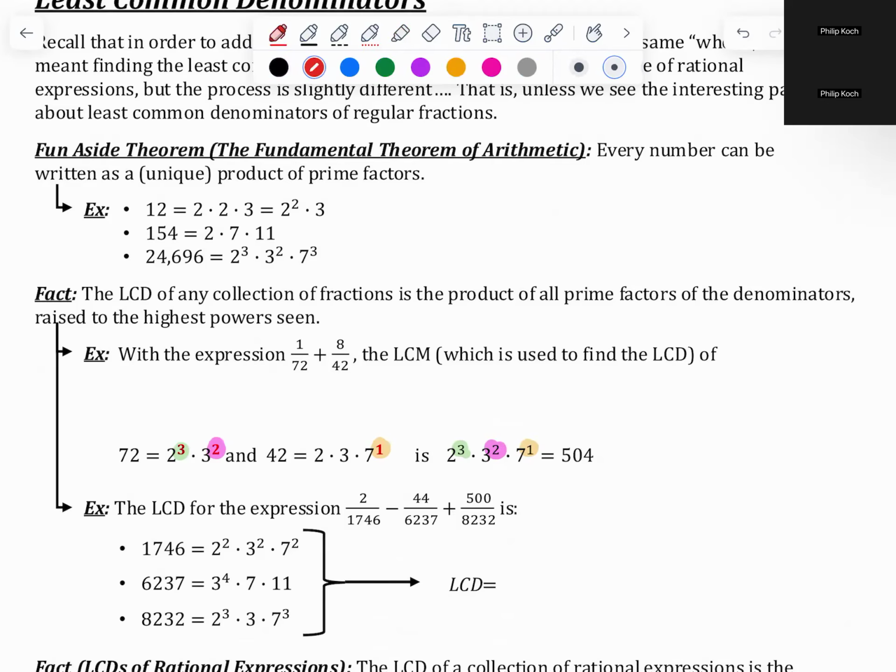So what I wrote here is that it has all primes of 72 and 42, but raised to the highest power seen.